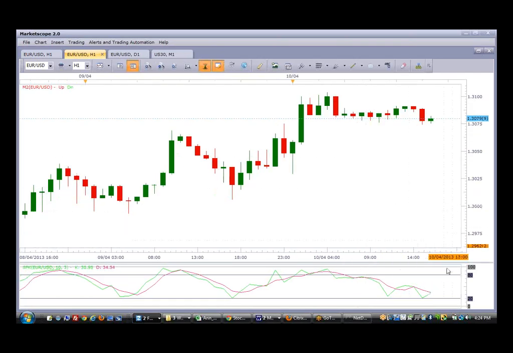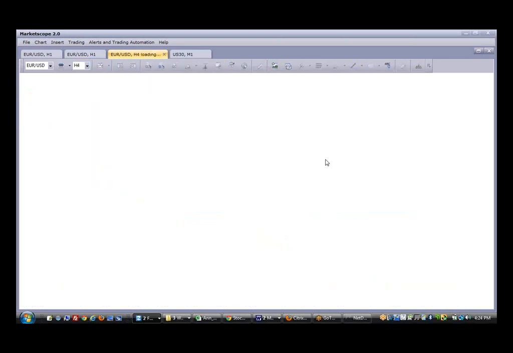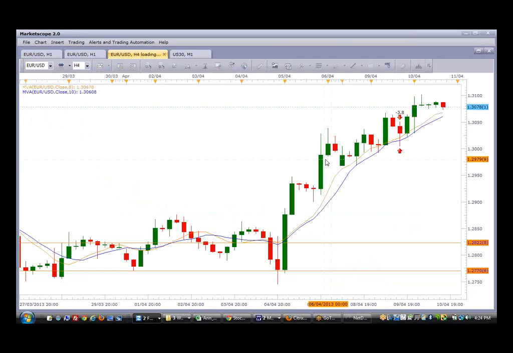One hour, there's no setup either. It's just above oversold, but there's no setup at this point. M3 on the 4-hour chart, actually still to the upside.